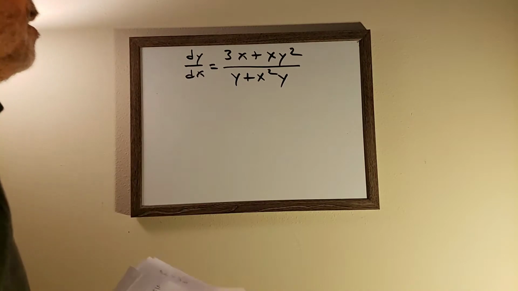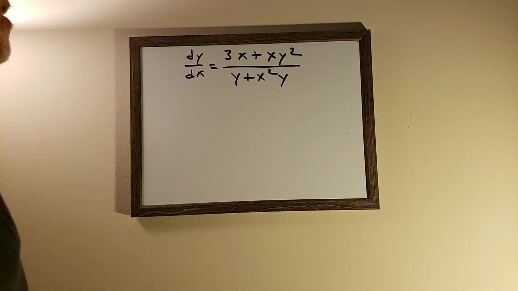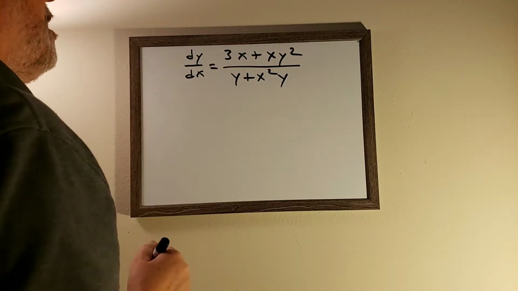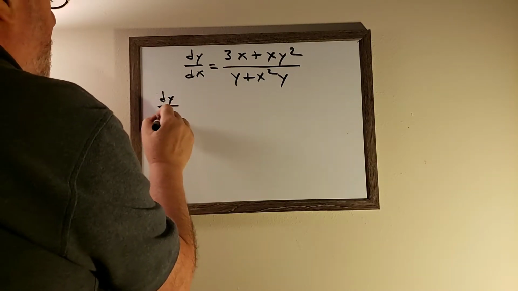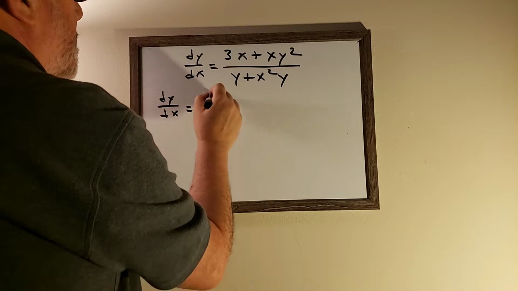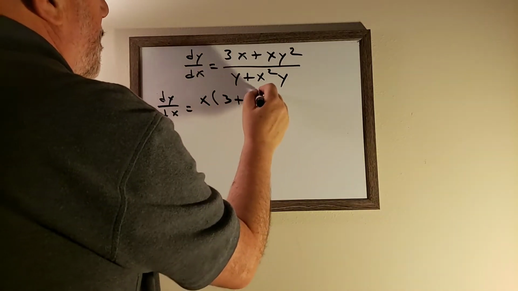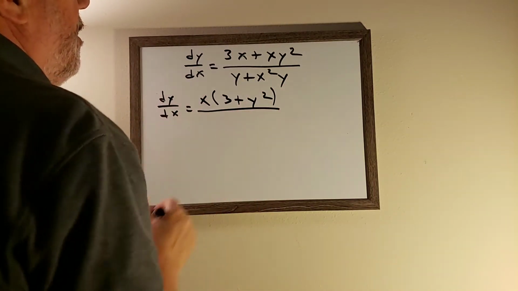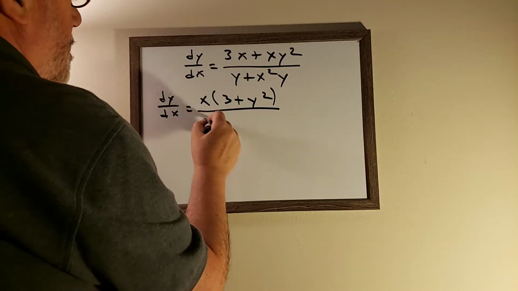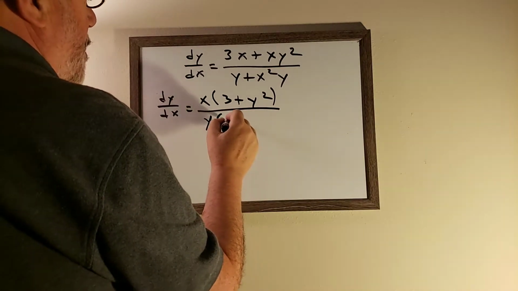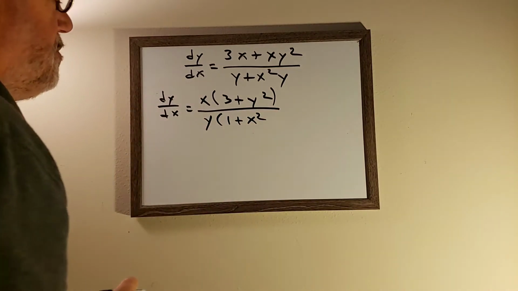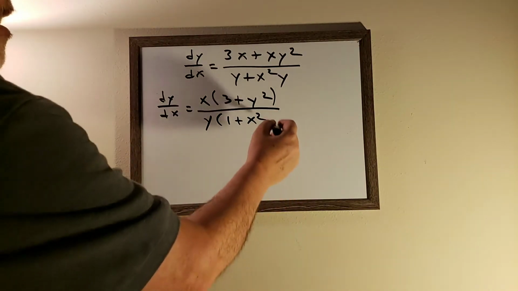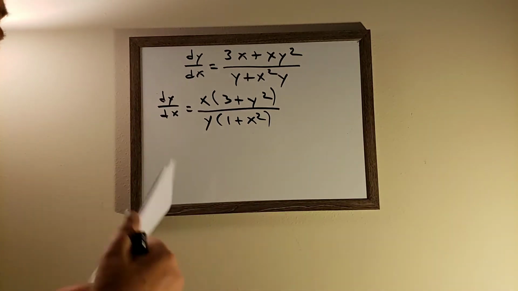Right? So again, if I look in terms of the top part, I see that x is common to both terms. So let's first start by taking the x out of the top. So we get x. This will be 3 plus y squared. And then on the bottom, we can take a y out. And this will give me 1 plus x squared. Right? Okay. And then again, we want to get things separated.